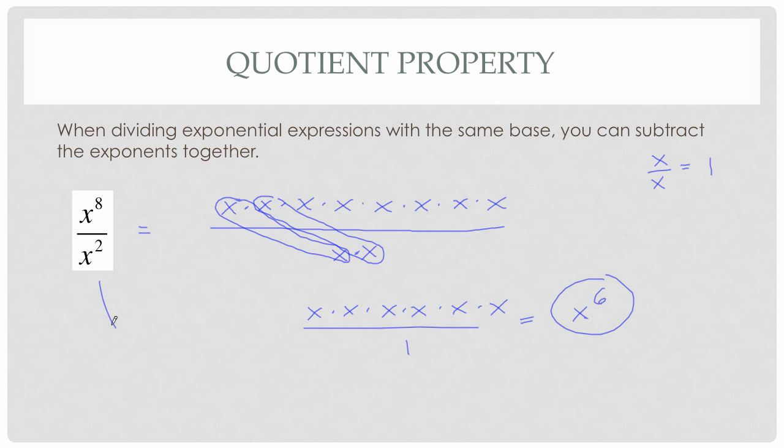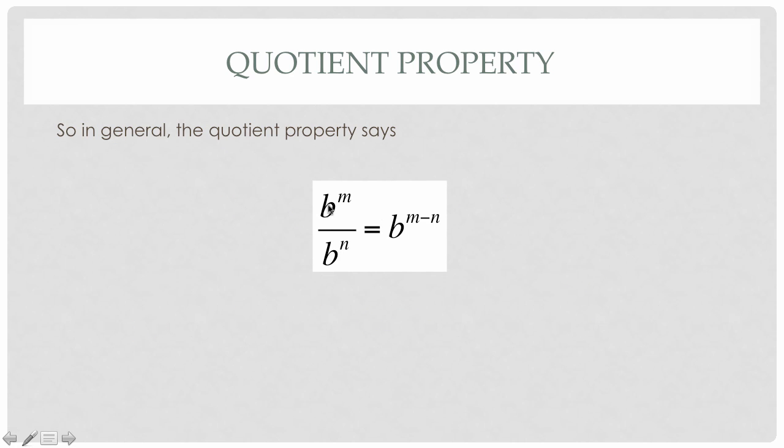So in the shortcut version, we see that if there's 8 x's on top, dividing by 2 x's, that means I'm going to have 2 x's that cancel out, and so it's just 8 minus the 2 that cancel, leaving x to the 6. We can subtract the exponents if we're doing division. That's the quotient property. And in general, again, you have to have the same base, but if they have different exponents and you're dividing them, you can just subtract the exponents to rewrite it and combine them into one variable.